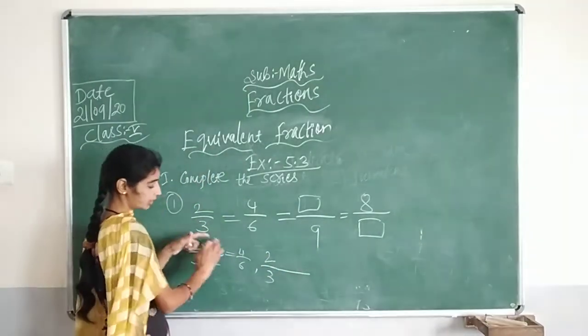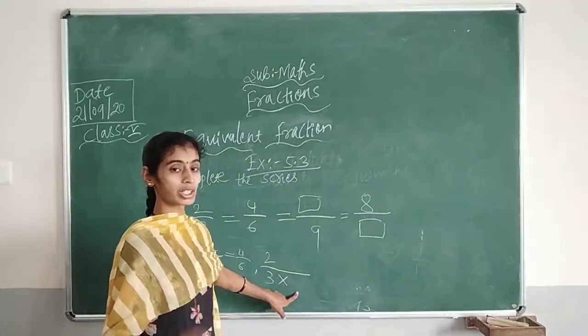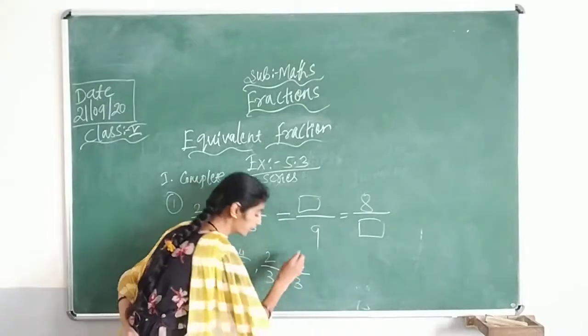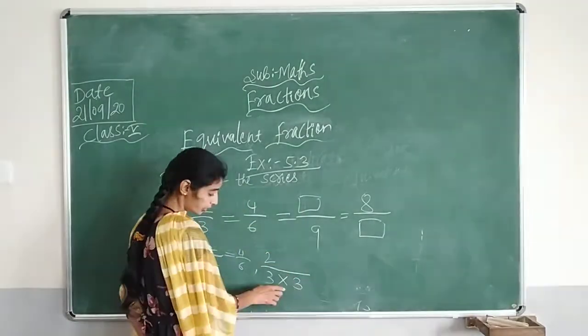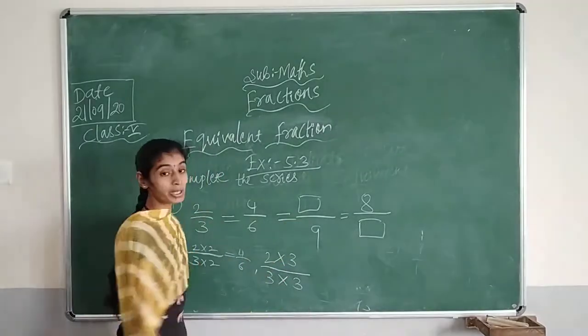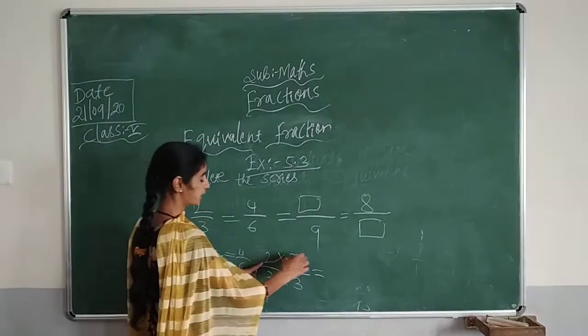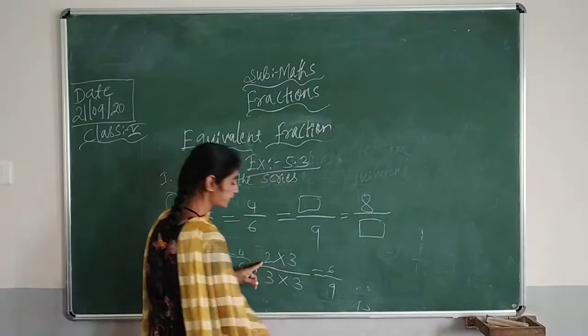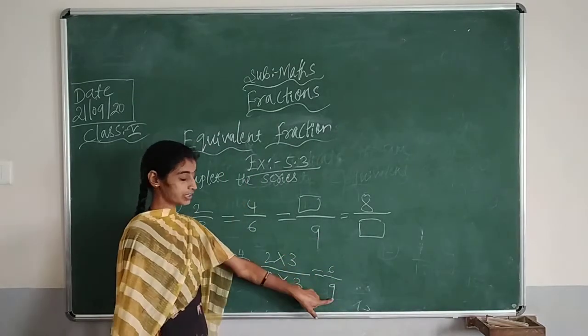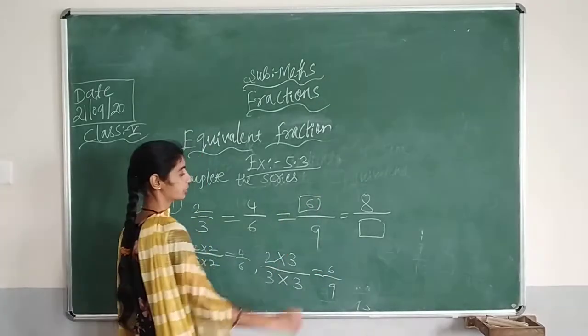So with this 3, what should you multiply? Yes, you have to multiply 3. Then only you will get 9. So when you multiply the denominator with 3, the numerator also should be multiplied by 3. So now 2 3s are 6 and here it is 9. So already here 9 is given, children. So which is missing? 6. So that you need to write.